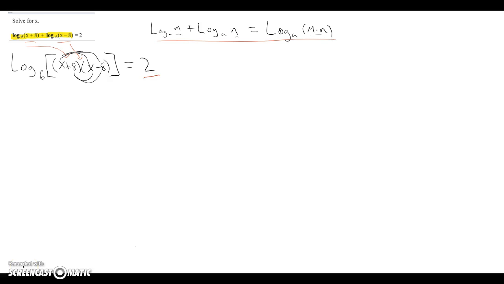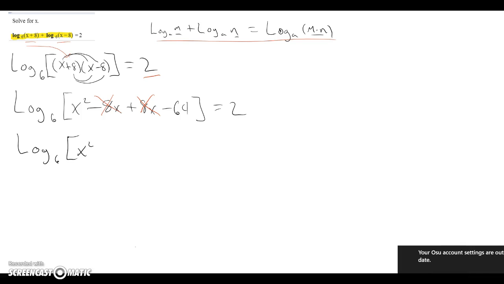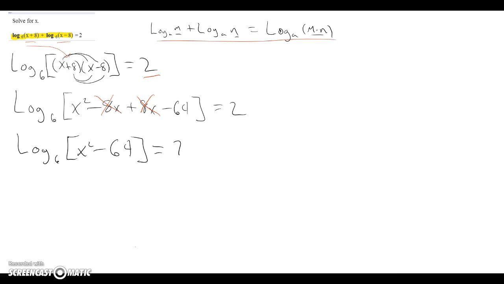So now that we did that, let's go ahead and FOIL this out. So x times x, we're going to have log base 6 of x times x is x squared. Again, all I'm doing is foiling these two in here. x times negative 8 is negative 8x. 8 times x is positive 8x. 8 times negative 8 is negative 64 equals 2. Now what happens to our middle two terms? Those are going to cancel out, aren't they? So we're going to be left with log base 6 of x squared minus 64 is equal to 2.